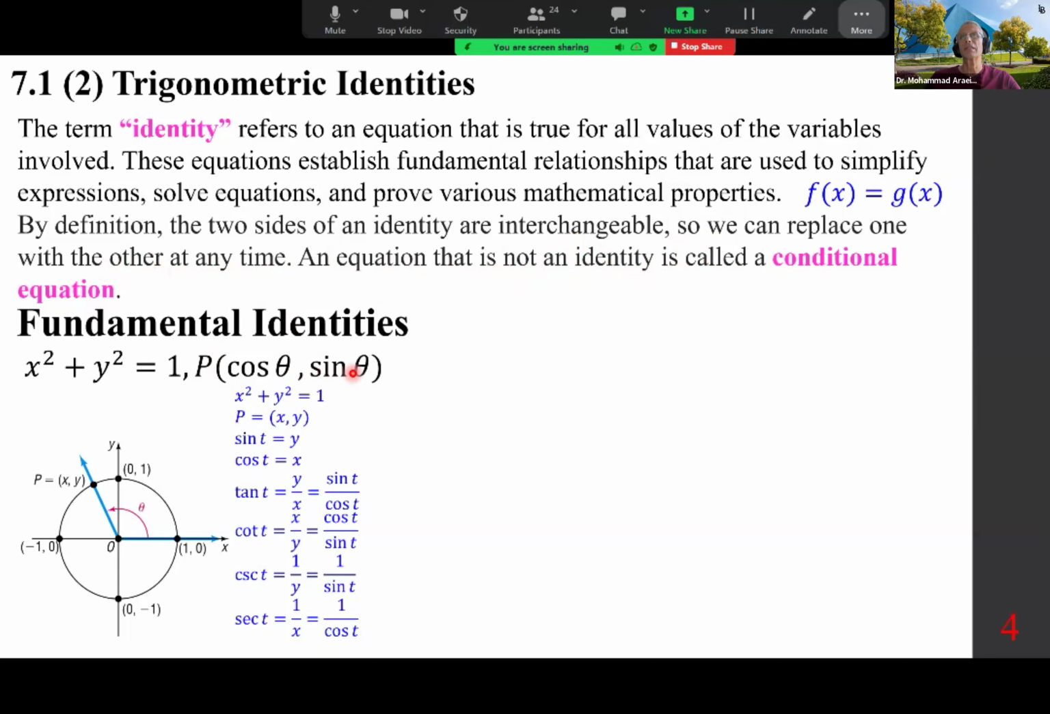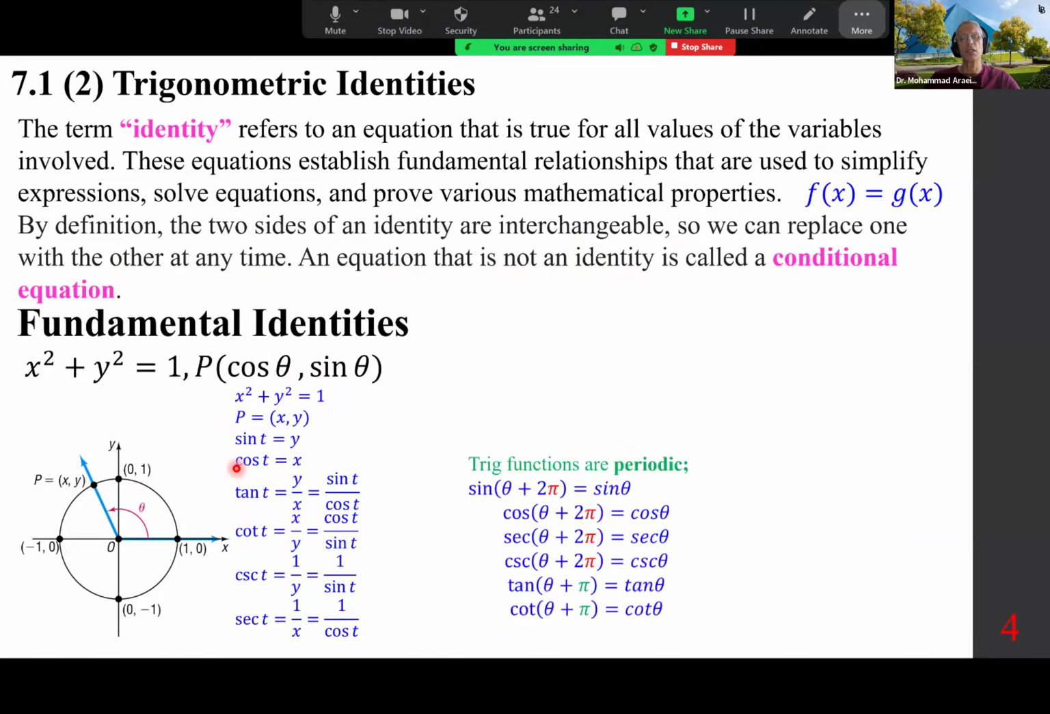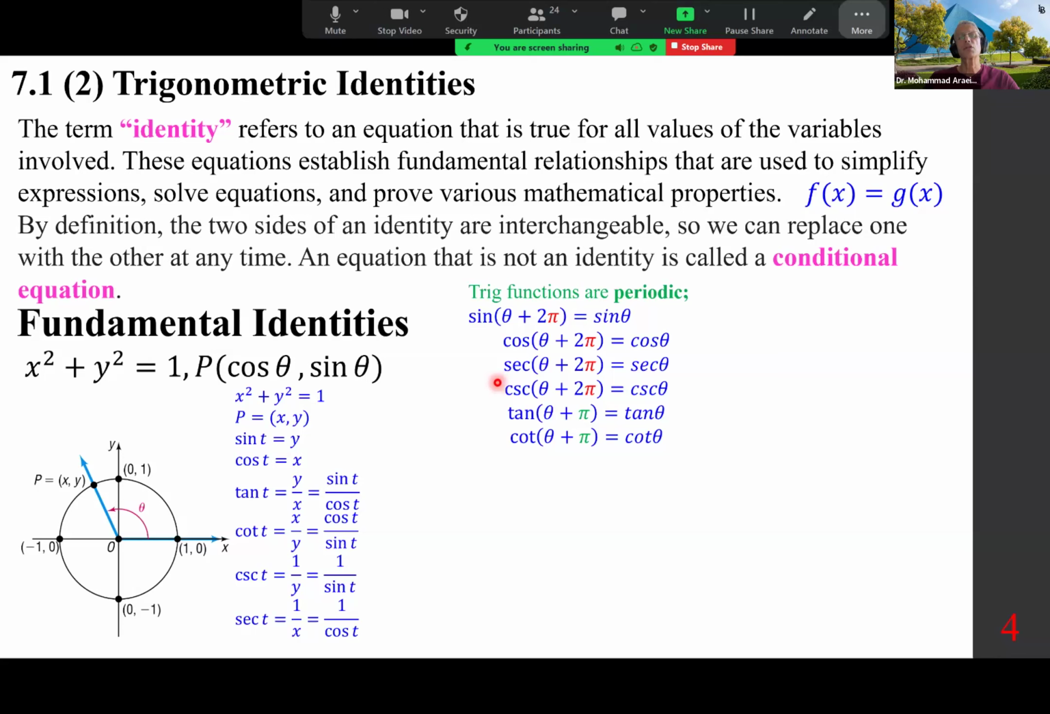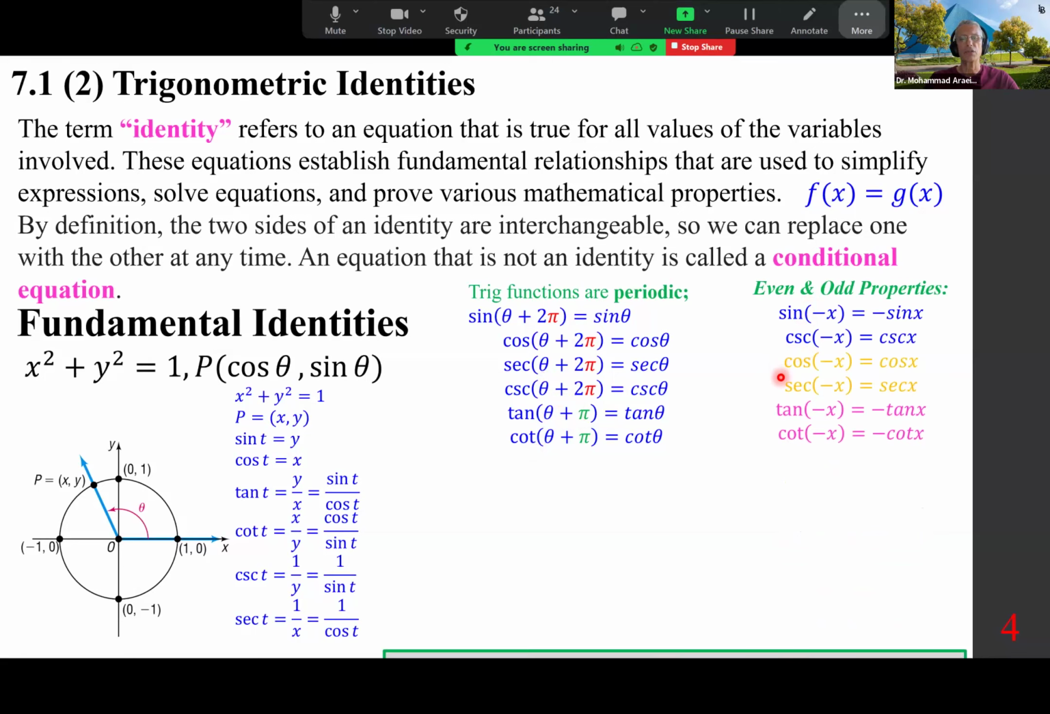And so fundamental identities we have seen, just reminding you of x squared plus y squared equals 1, which is the unit circle, and a point has coordinates x comma y, sine is y, cosine is x, and the rest follow accordingly. Trigonometric functions, they're all periodic with the period of 2 pi, with the exception of tangent and cotangent with the period of pi. That means you can add 2 pi or 2k pi for that matter. They are all odd functions with the exception of cosine and therefore secant. They are both even functions.